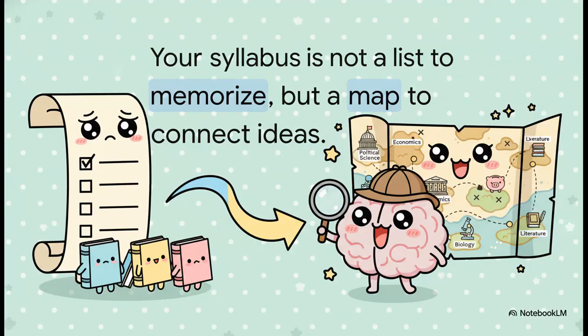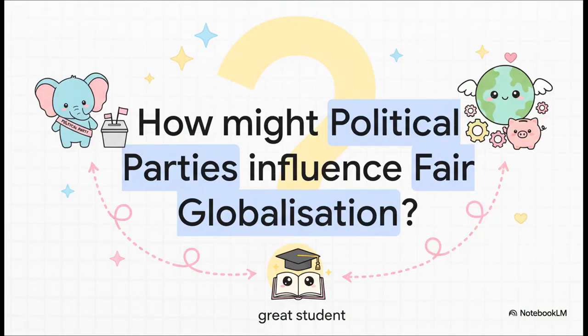And that's really the big takeaway from all of this. Your syllabus isn't just a boring checklist of things to memorize. It's a map. Each chapter is a different place on that map. And your project? Well, that's your mission, to draw the roads that connect them all. When you do that, you see the entire landscape in a whole new way. So, I'm going to leave you with this final thought to chew on. Using that same interdisciplinary thinking we've been talking about, how might what you learn about political parties in one unit actually influence or help explain the struggle for a fair globalization from your economics project? Seriously, think about it. That's the kind of thinking that takes you from being a good student to being a great one.